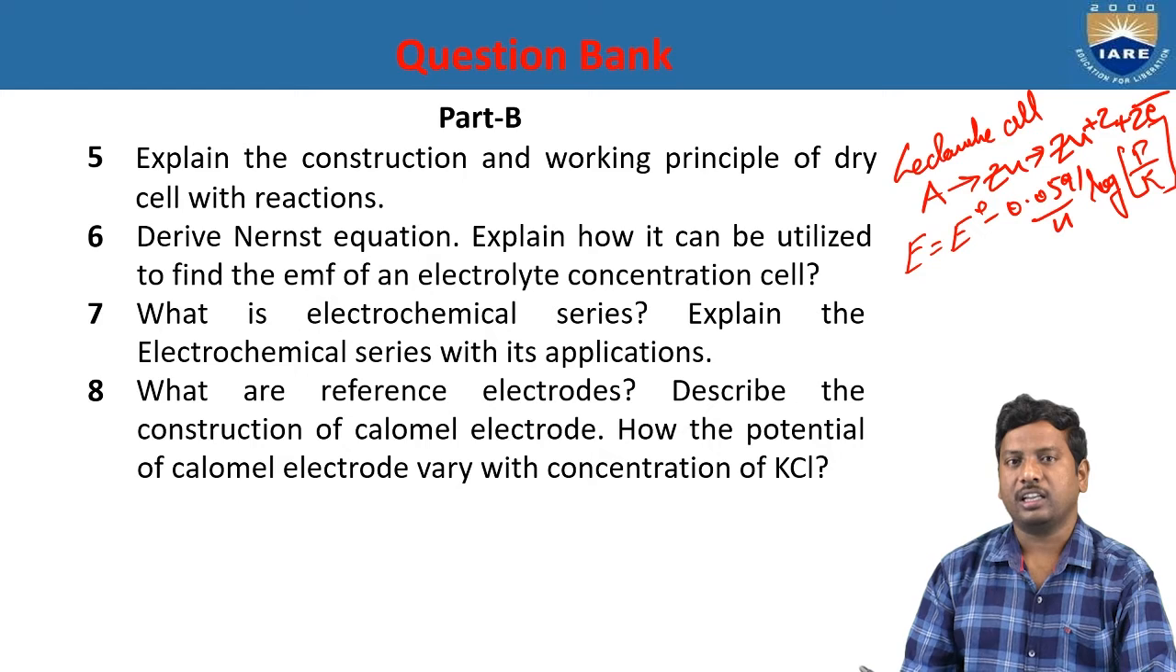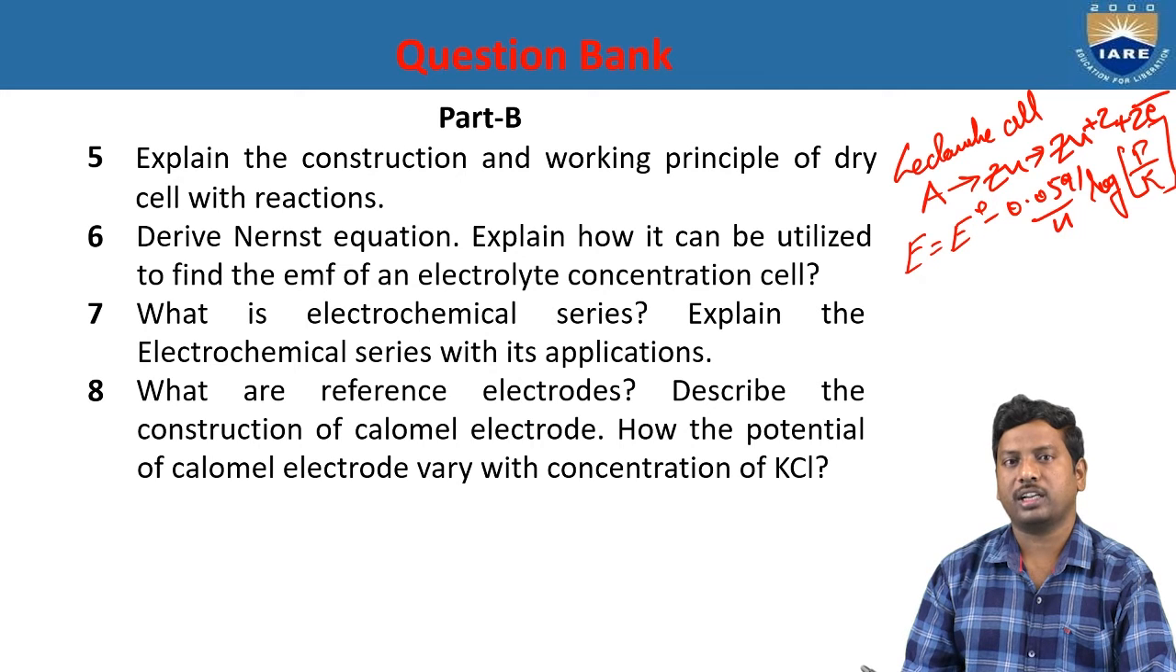And based on the electrode potential of a metal, we can decide whether the metal can act as an anode or a cathode. So depending upon the metallic nature, the nature of the reaction also takes place. Because always at the anode, oxidation takes place, and always at the cathode, reduction takes place. And what are the reference electrodes? Describe the construction of a calomel electrode. How does the potential of the calomel electrode vary with the concentration of KCl solution?